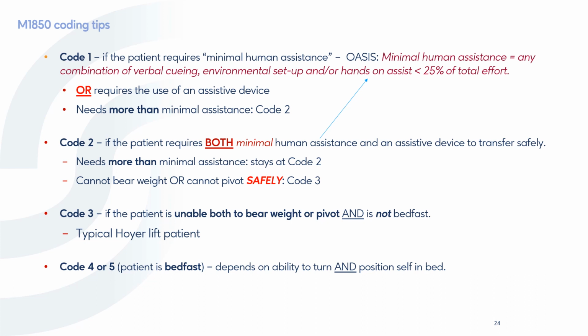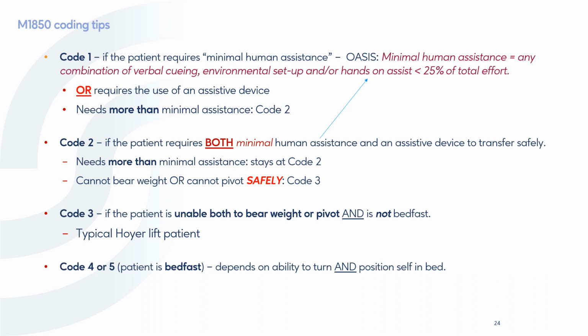If they need more than that minimal human assistance, we're told then you have to go to code 2. So code 2 says if the patient requires both the minimal human assistance and an assistive device to transfer safely. Now, if they need more than minimal human assistance, you still have to stay at code 2, because they're saying, nah, we really can't push this person into a 3 for that. If you cannot bear weight or they cannot pivot safely, now you can bump them up to a code 3.